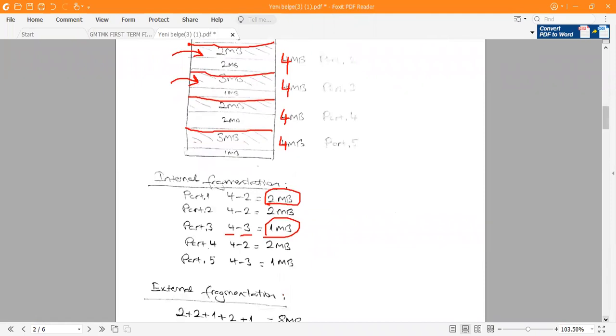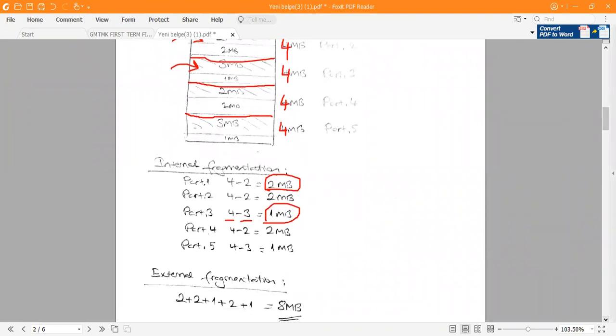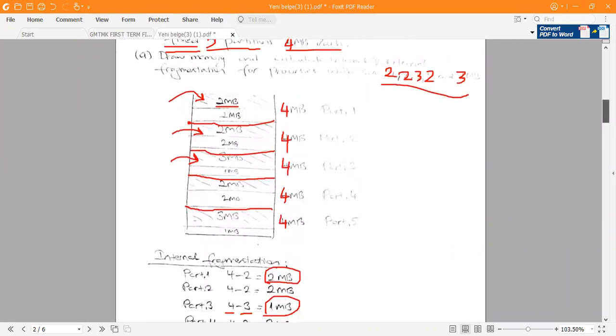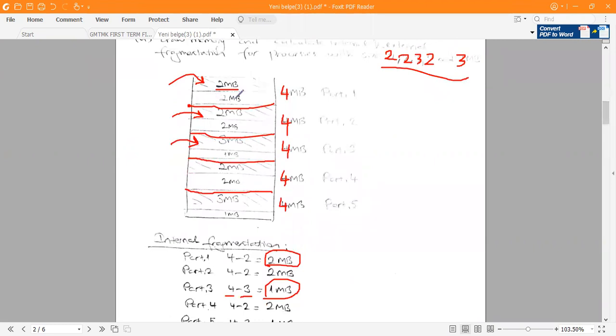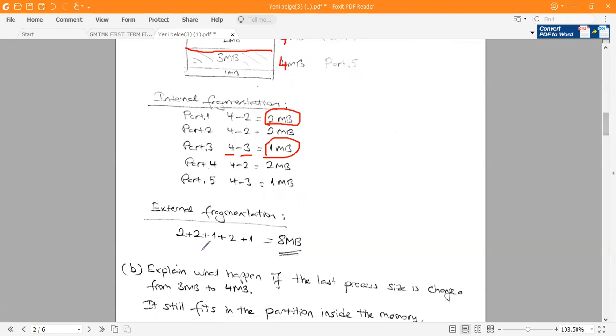So you can solve this kind of problem. I will ask one question like that. For the external fragmentation in fixed partition, it is the addition of all fragmented parts. So external fragmentation is 2 plus 2 plus 1 plus 2 plus 1. So it will be 8 megabytes.